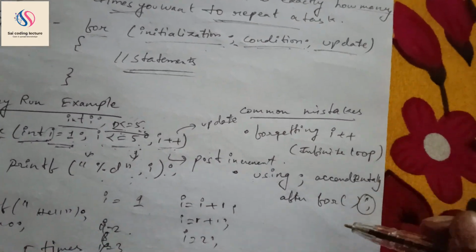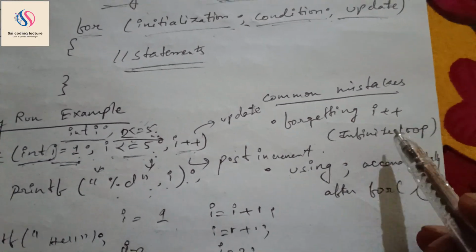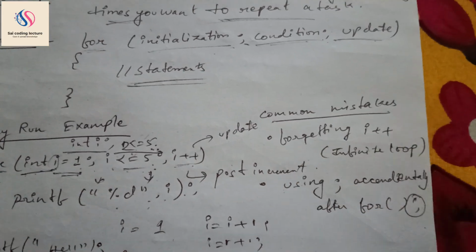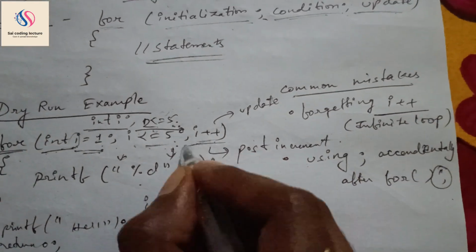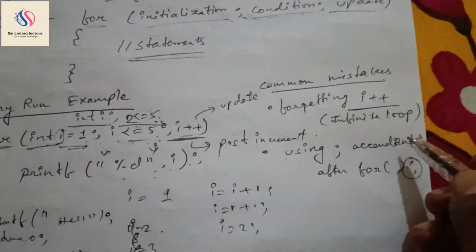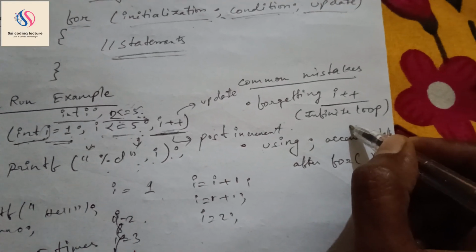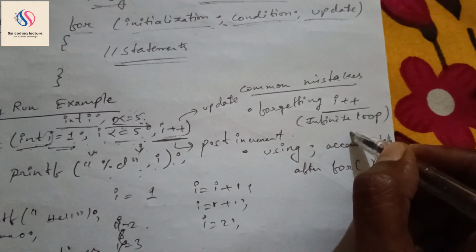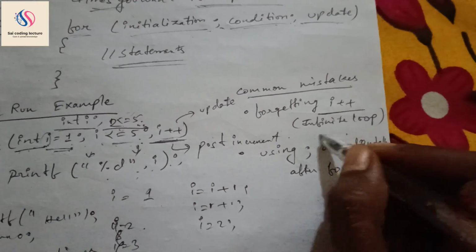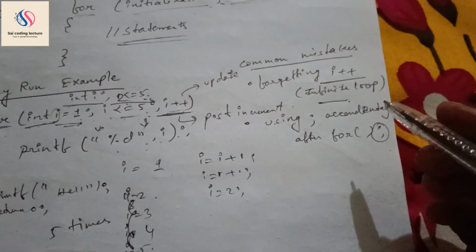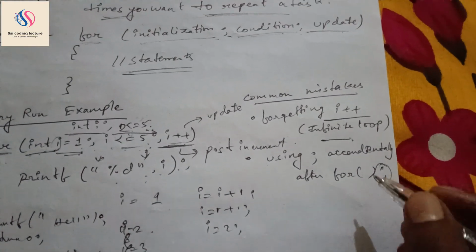Now I will show you some common mistakes which students generally make. They forget to update the i++ variable. Sometimes they forget this, and that could cause an infinite loop. I have explained this in my previous video, when I was explaining the introduction of what a loop is, and what is meant by the term infinite loop. Go and check that video.